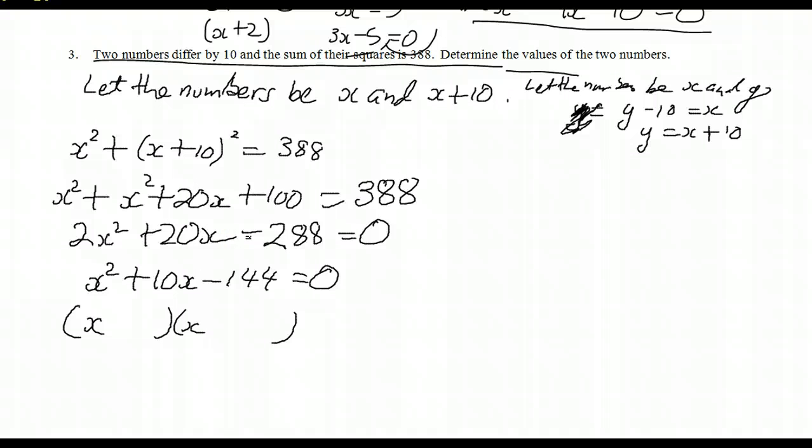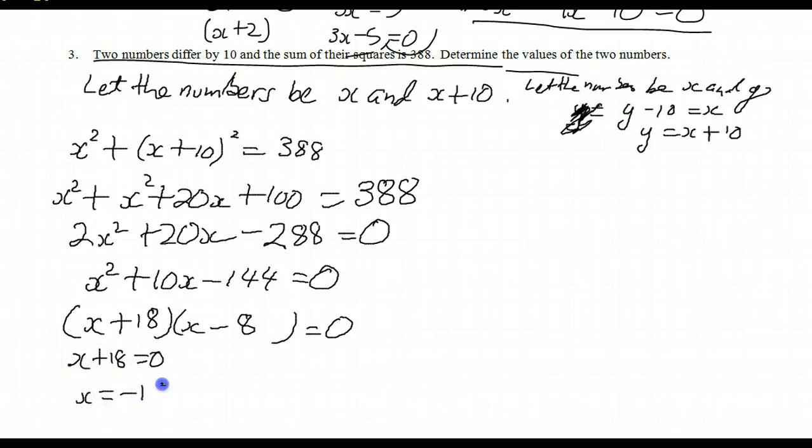18 and 8, yes. So I had to play with the numbers a bit, but 18 and 8, the larger number will be positive, so plus 18 minus 8 is equal to 0. Double check: x squared minus 8x plus 18x will be plus 10x minus 144. So this one says that x plus 18 is equal to 0, or x is negative 18, and this says that x minus 8 is equal to 0. Remember the zero product property, or x is equal to 8.